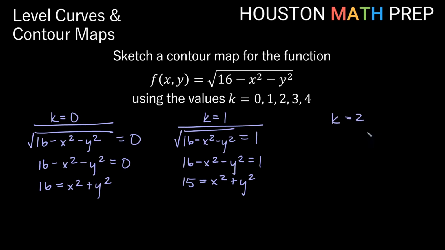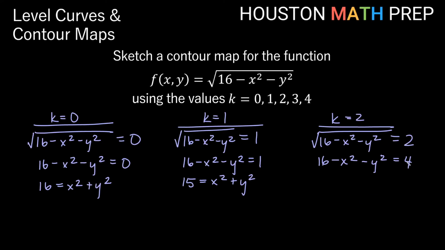K is equal to 2. That will give us the square root of 16 minus x squared minus y squared equal to 2. So we want to find all the places where the z value is 2, is what we're doing here. Squaring both sides will give us this thing under the root is equal to 2 squared, which would be 4 here. If I subtract my 4 and add over to the other side there, then we'll get 12 is equal to x squared plus y squared.